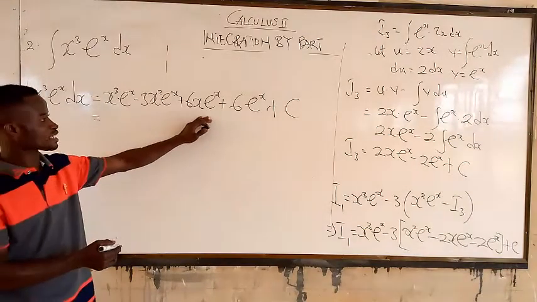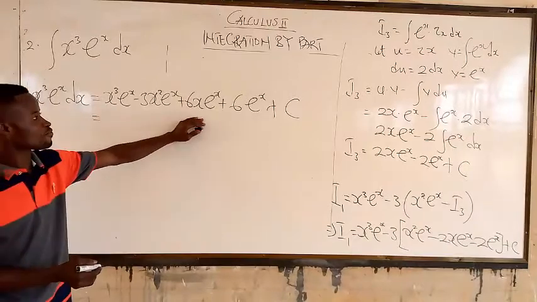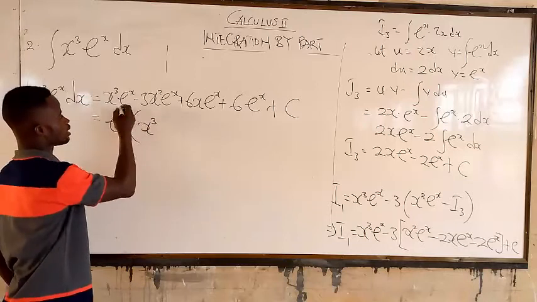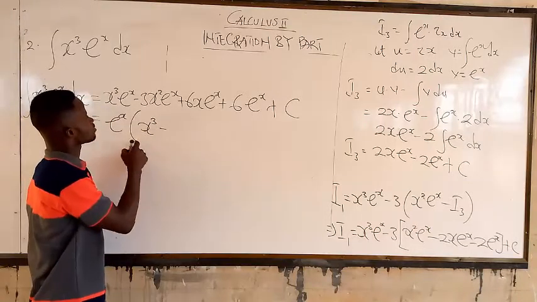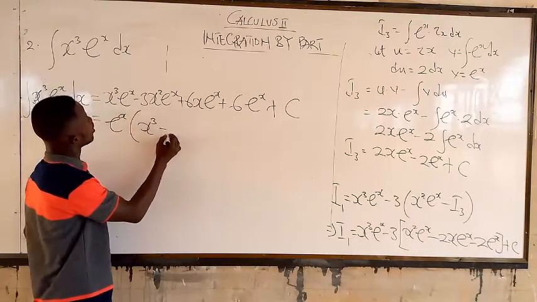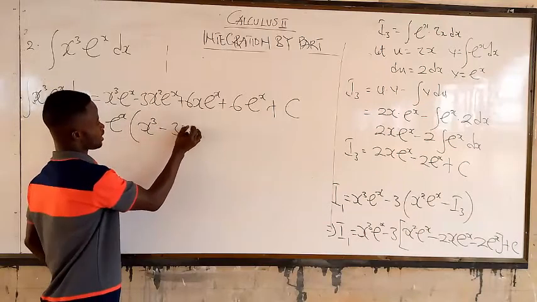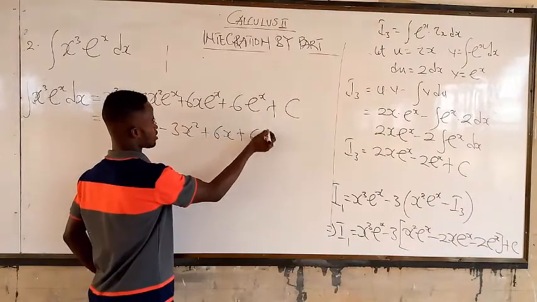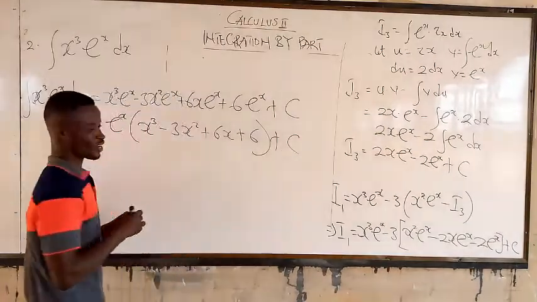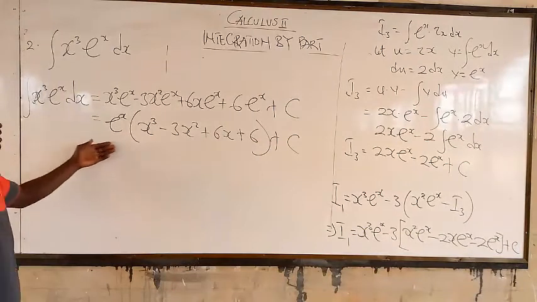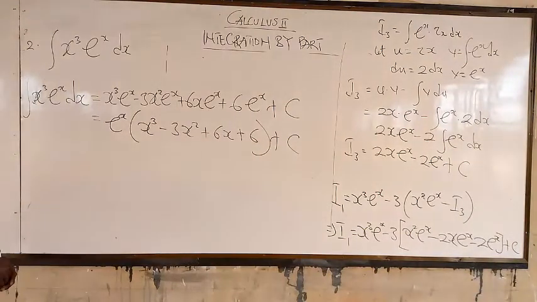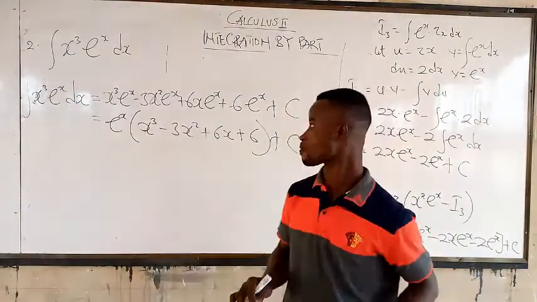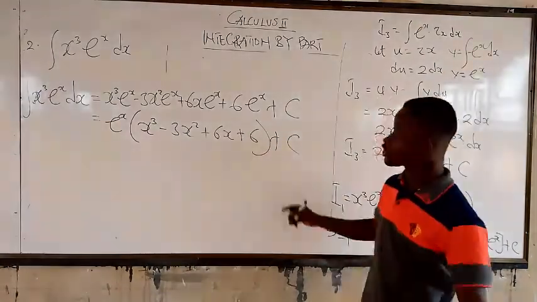But we can still factor something out here. We can factorize e raised to the power s, then we get s to the power 3 minus 3s squared plus 6s minus 6, plus C. So that is the final answer for solving such a question. Very good. Thank you.